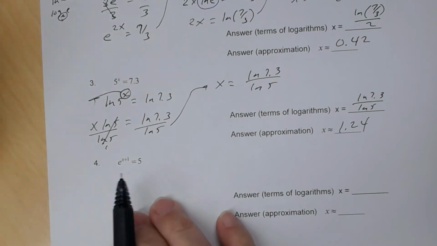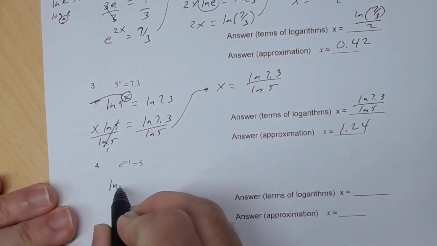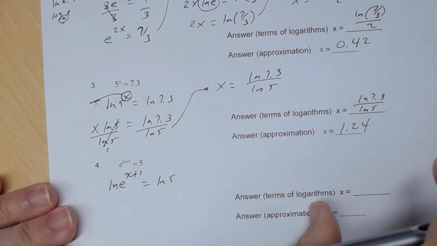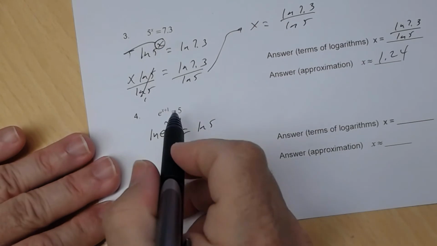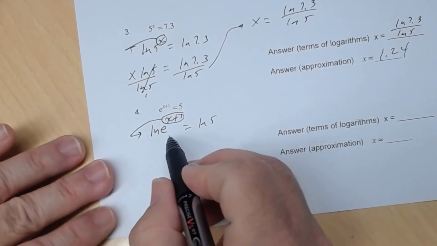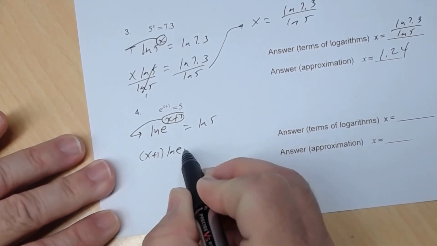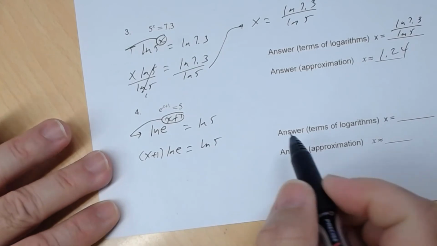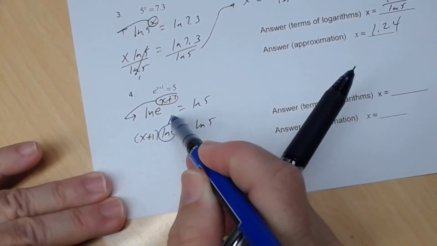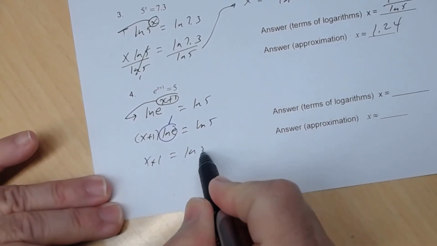Okay, now number 4. Since the base is e, I'm going to go ahead and take the natural log of both sides. I get the natural log of e to the x plus 1 equals the natural log of 5. Alright, so taking this exponent, rewriting it using a power rule for logarithms, I am going to get x plus 1 times the natural log of e equals the natural log of 5. And then remember the natural log of e is 1, so that's 1 right here. And so I get x plus 1 equals the natural log of 5.